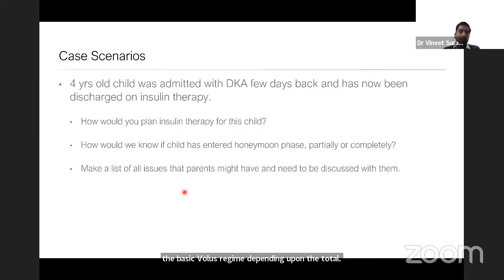So usually once the child comes out of DKA, you see in the ward how much is their total daily dose requirement. Based on that, you divide them and then send them on an insulin basal and bolus therapy.